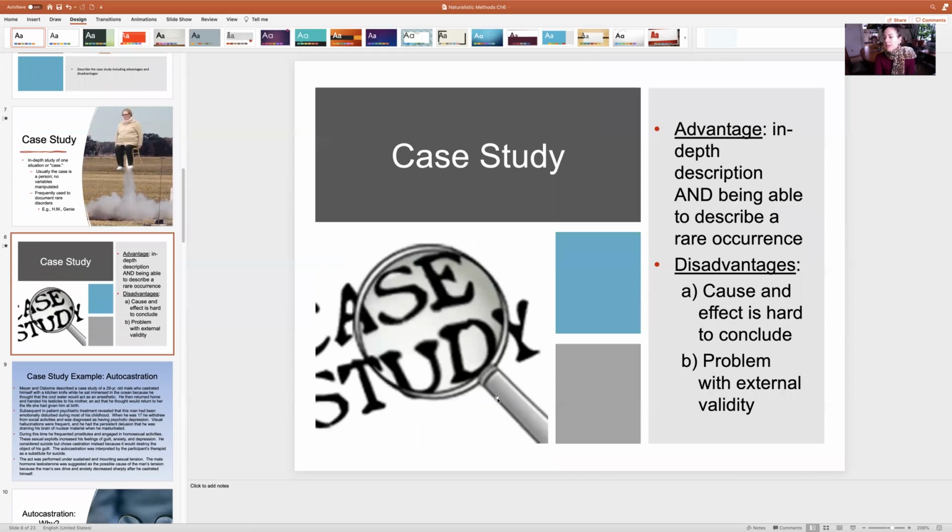An advantage of the case study is to be able to do an in-depth description and be able to describe a rare occurrence. So you've got this really rare occurrence and you can describe that in detail and get it out in a scientific study. The disadvantage is that it's really hard to conclude cause and effect. We're not manipulating any variables. So it's really hard to say what caused the person to be this way.